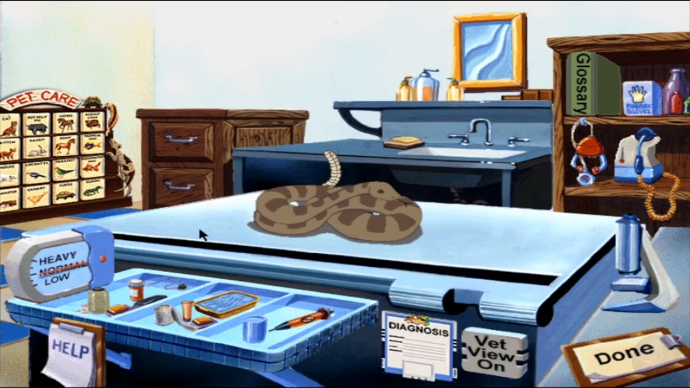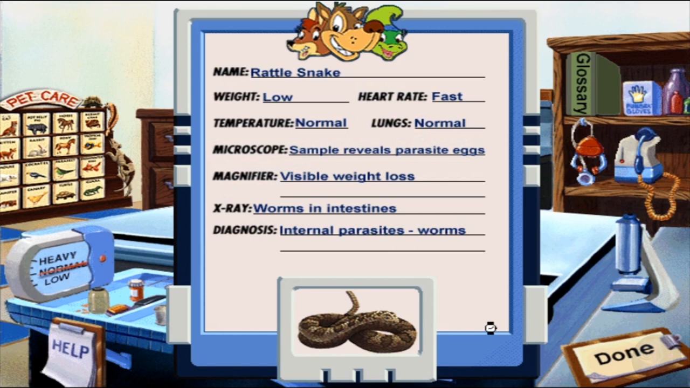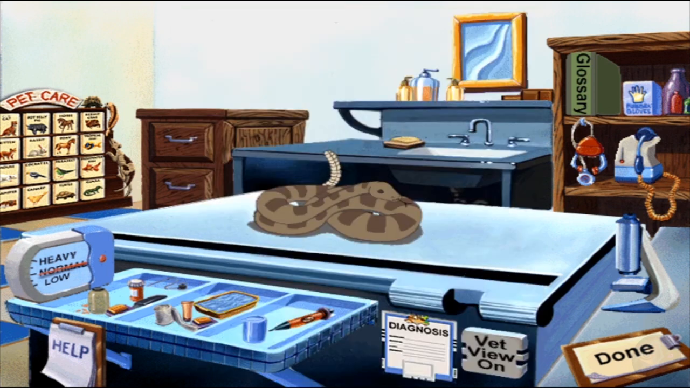Now that we know what the problem is, dewormer shots, lots of fluids. Good treatment choice. The dewormer shot will remove most of the parasites from the rattlesnake's system, but a second shot should be given in a week to fully treat the condition. Lots of fluids and good food will help the snake gain its health back.